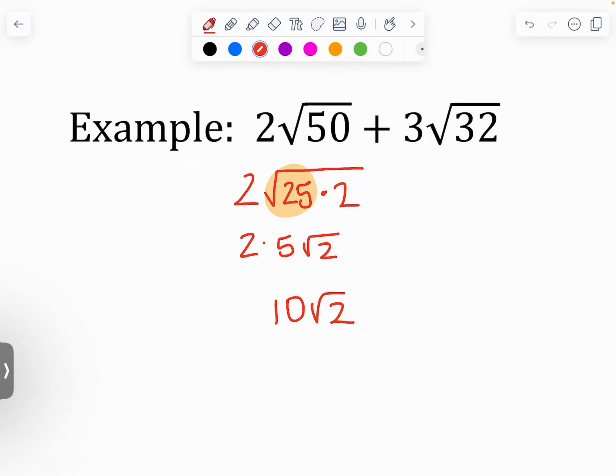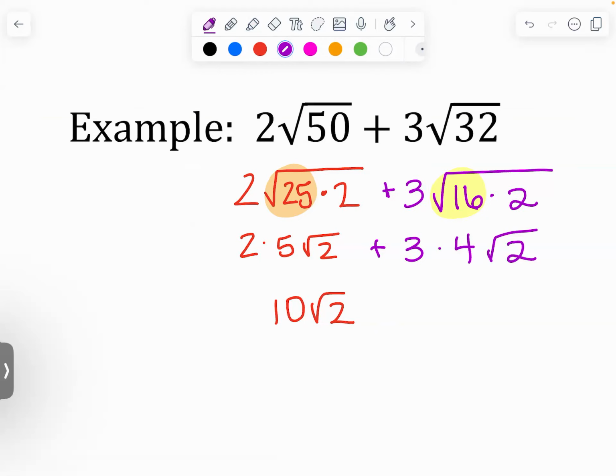Okay. Now, what about 3 square root 32? What perfect square can we divide into 32? Good, 16 times what? Okay, so we know that the square root of 16 is 4. So the square root of 32 can be written as 4 square root of 2. But we already had a 3 on the outside. So we're going to take that 3 times 4 to get 12.